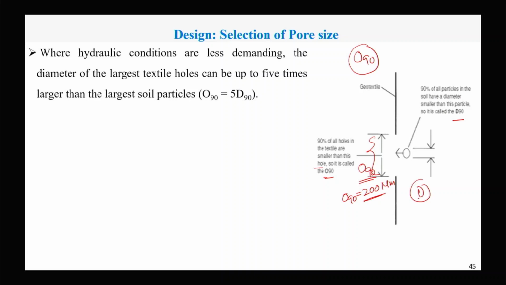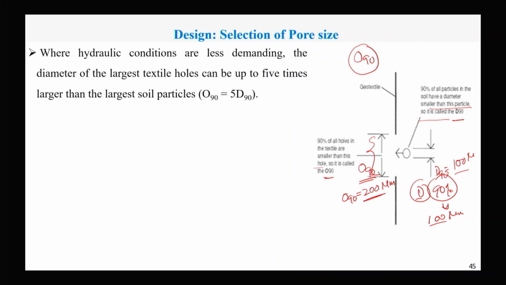D shows the particle diameter. O means opening of the geotextile. So D90 means 90% of the particles in the soil have a diameter smaller than this. So if D90 is, say, 100 micron, then 90% of the particles are smaller than 100 micron. Okay.